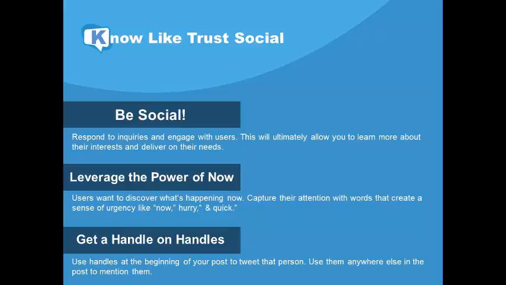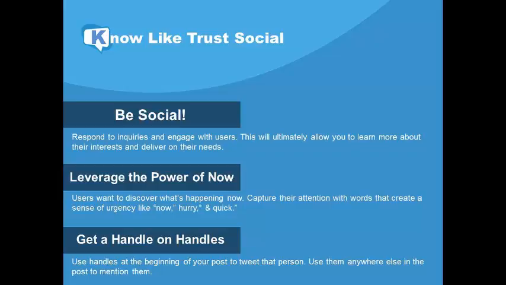The next piece is leveraging the power of now, which means on Twitter specifically and more broadly in this day and age, users want to discover what's happening now. They don't want to wait for it. We have short attention spans. So research has shown that you can capture people's attention with words that create a sense of urgency, like now, hurry, quick, act now. Those sorts of things that I'm sure that you've heard in television commercials and elsewhere. There's a reason that they're used. It's because it's effective, and it's been shown to be effective. So anytime that you can use those kinds of calls to action and create that sense of urgency, go ahead and use it and leverage the power of now.